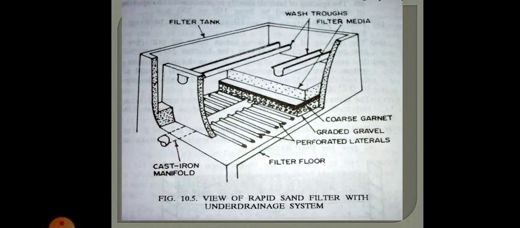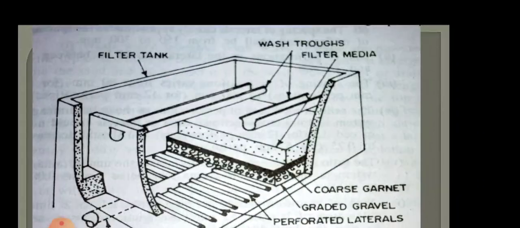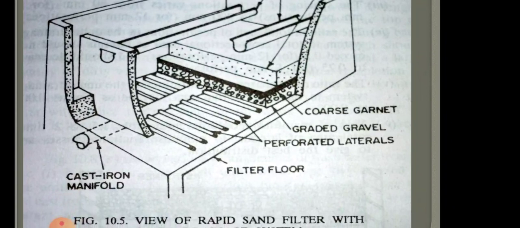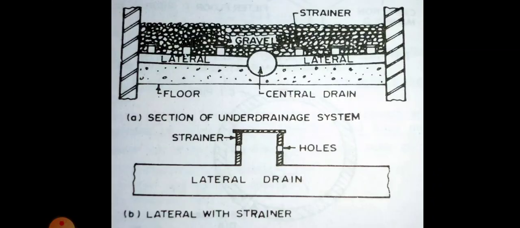Again here you can see that there is an under drainage system provided. So these are the various parts. It consists of the wash trough. You have the filter media here, and there is a cast iron manifold at the center, the central pipe. Then you have the floor, the perforated laterals, the graded gravels, etc. So these are the various parts of a rapid sand filter.